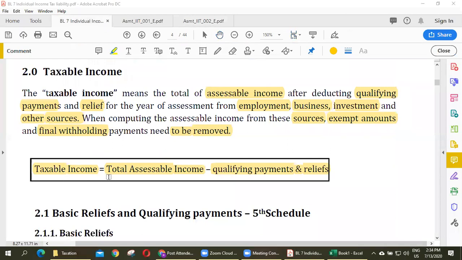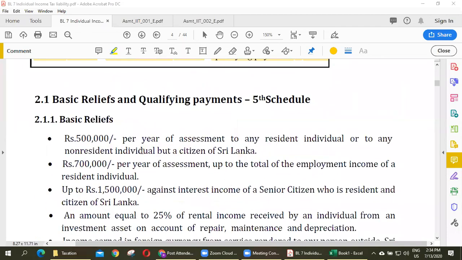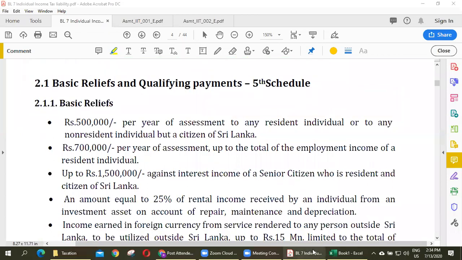Right. Taxable income equals total assessable income minus qualifying payments and reliefs. Right. So basic reliefs and qualifying payments.